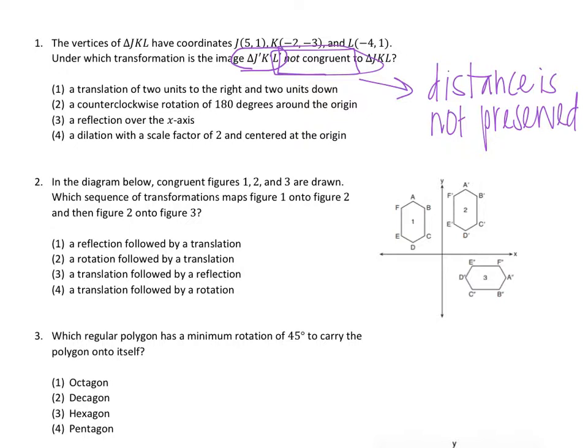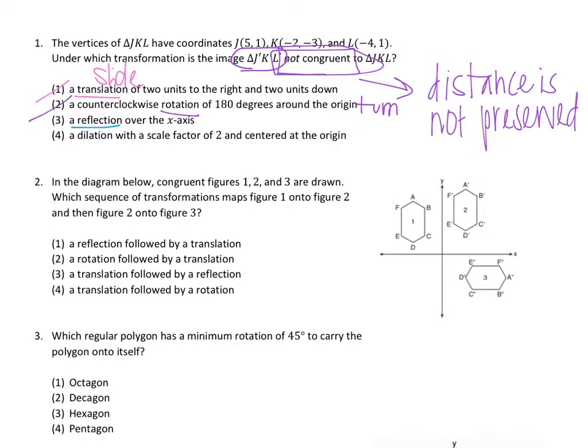Okay, so when I'm reading through my choices here, I see a translation, and I know that a translation is a slide. And when I simply slide a triangle, the distance is preserved, so choice 1 is out. Choice 2 says that we have a rotation. It doesn't even matter how many degrees we're rotating because a rotation is just simply a turn. When we turn a triangle, distance is preserved, so choice 2 is out.